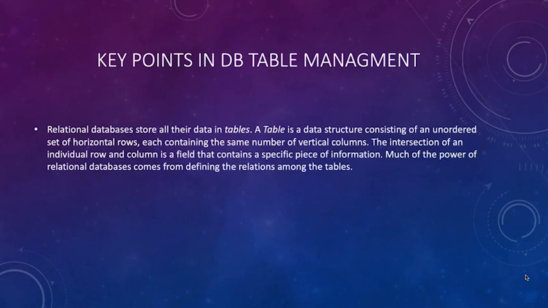Relational databases store all their data in tables. A table is a data structure. Again, I understand that you guys already know that, but we are still going to go through that. Please bear with me. It will be helpful for you, I promise. A table is a data structure consisting of an unordered set of horizontal rows, each containing the same number of vertical columns. The intersection of an individual row and column is a field that contains the specific piece of information. Much of the power of relational databases comes from defining the relations among the tables.